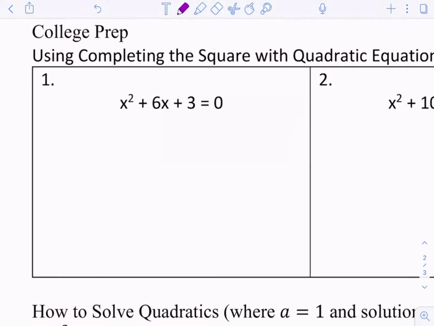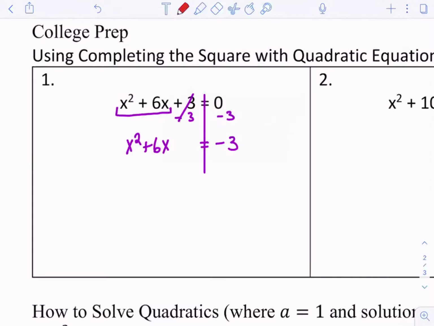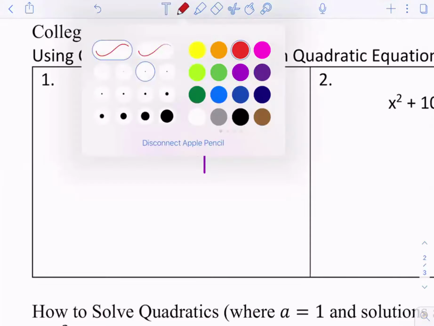So the first step that you want to do is you always want to get the x's by themselves. So in order to do that, I'm going to subtract the 3. Okay, so when I subtract the 3, I get x squared plus 6x equals negative 3. Now, I want to try and make this a perfect square trinomial, right? But here's the thing, this is an equation. If I'm going to add a random number to this side, to keep the equation equal, I have to make sure I add that same number to this side. So let's figure out what that number has to be.